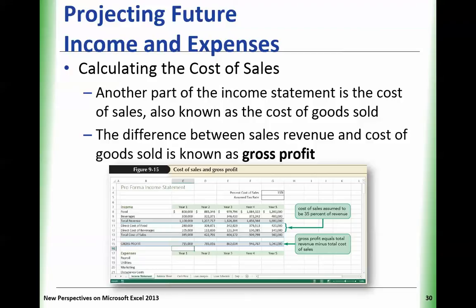Another part of the income statement is the cost of sales, or the cost of goods sold. The difference between the sales revenue and the cost of goods sold is the gross profit. Gross profit is pre-tax profit. Net profit is post-tax profit. So what you sold minus the cost of doing business is your gross profit.